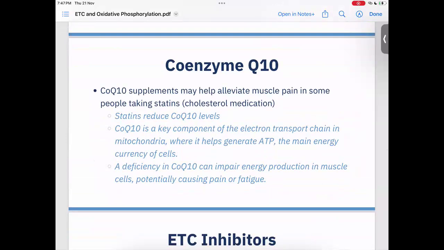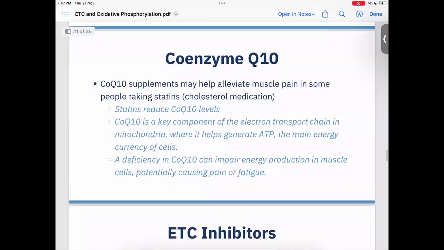Okay, so now we're moving on to coenzyme Q10. If you guys remember, I mentioned that we have the shuttle buses in between the main complexes. I said there was coenzyme Q. Here I'm just going to talk about a few clinical relations. So we have coenzyme Q10. The thing I've added in italics is just extra information for you to understand why it does that. But in your lecture, the thing in navy blue was the only thing mentioned. They just told you that coenzyme Q10 supplements may help alleviate muscle pain in some people taking statins.